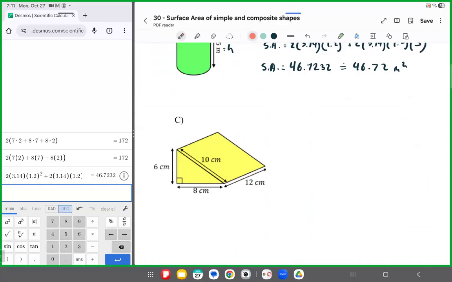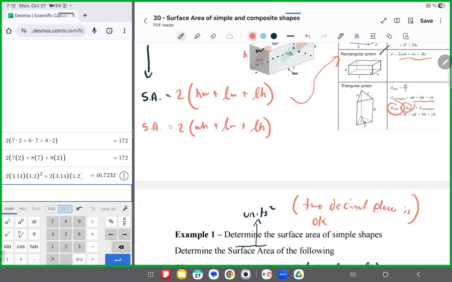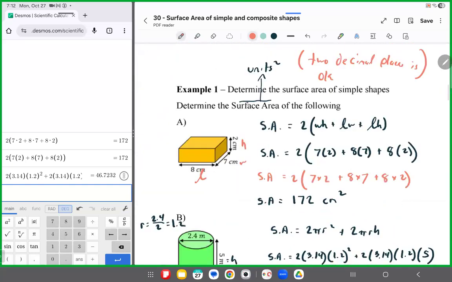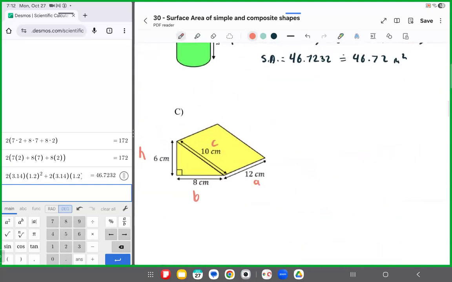So let's say 8 will be our base, 6 will be our height, 10 will be, say, C, and 12 will be A. Okay, because I think they used A, B, C. They did. And so we'll just label it like such. But again, when I see these kinds of questions, I find it a bit more helpful just to reason out what they are.